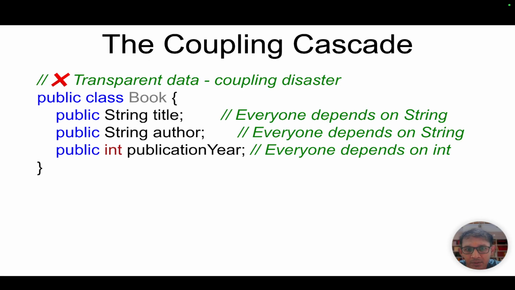Consider this example of transparent data. We have a book class where everything is public. The title is a string, the author is a string, and the publication year is an integer. Now, this might seem convenient at first, but it's actually a coupling disaster waiting to happen.